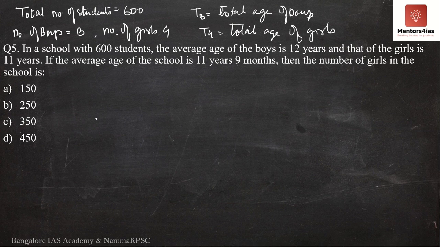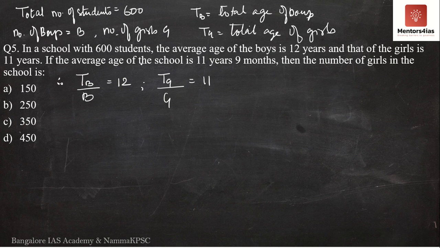Then, if the question says the average age of boys is 12 years, what does this mean? When we divide the total sum of the age of all the boys by the total number of boys, we get 12. Similarly, the average age of the girls is 11 years, so when we divide the total sum of the age of all the girls by the number of girls, we get 11.